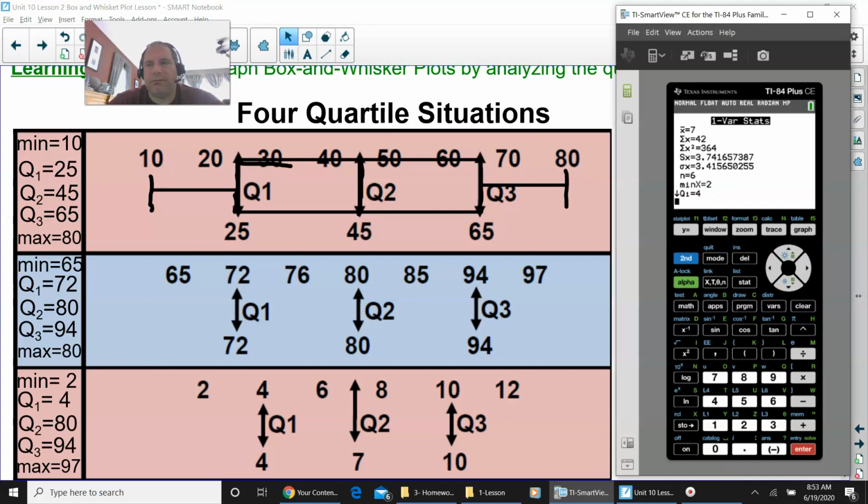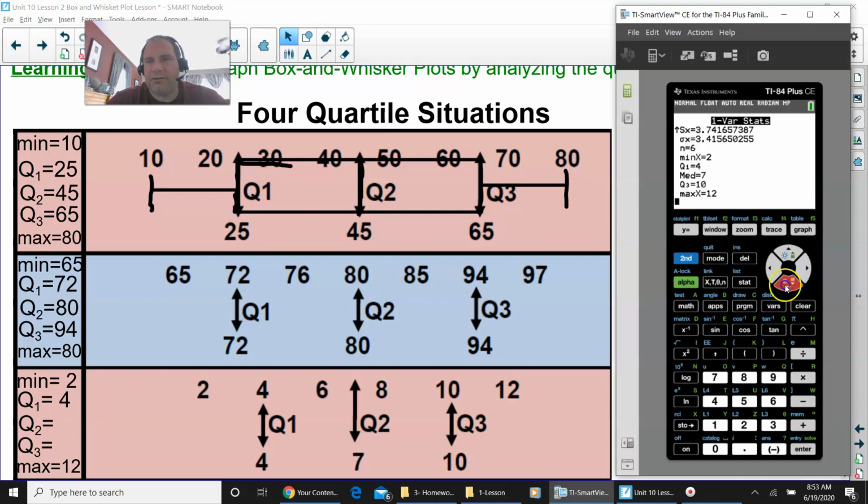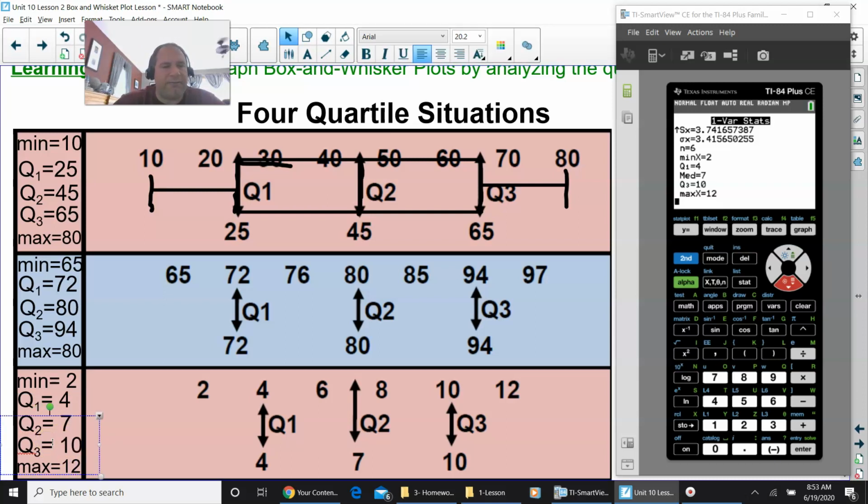Okay, so here we go. Hopefully you got all of these numbers correct. Let me clear out this one and this one because that's from the other problem. Looking at this data list, the 12 is the max, and I can see that right now. I have a min of 2. Looking at my calculator, quartile 1 is 4. The quartile 2, the median, is 7. And the quartile 3, my calculator is telling me it is 10. My max is 12, and all of my numbers are there, and everything is correct.